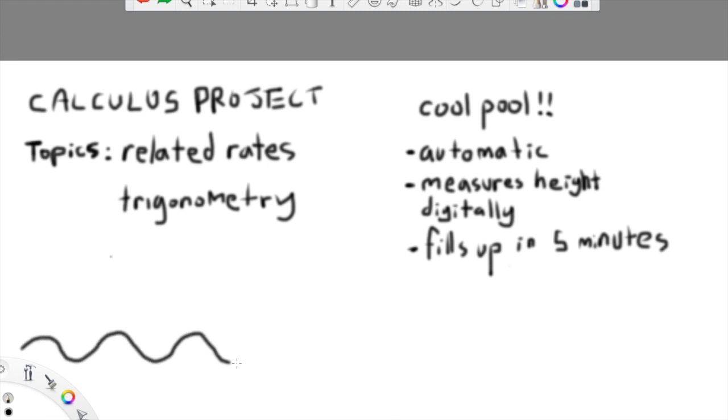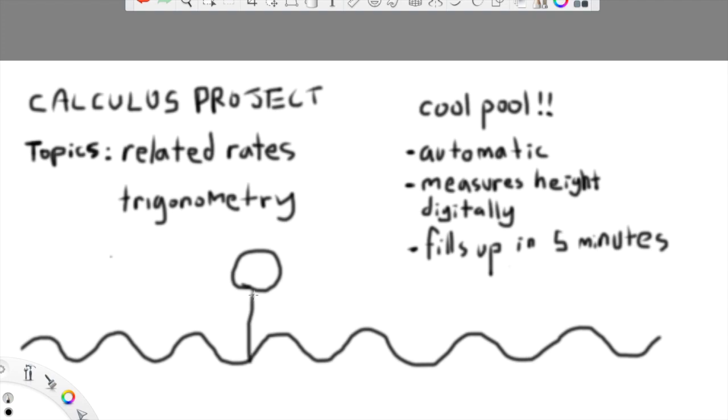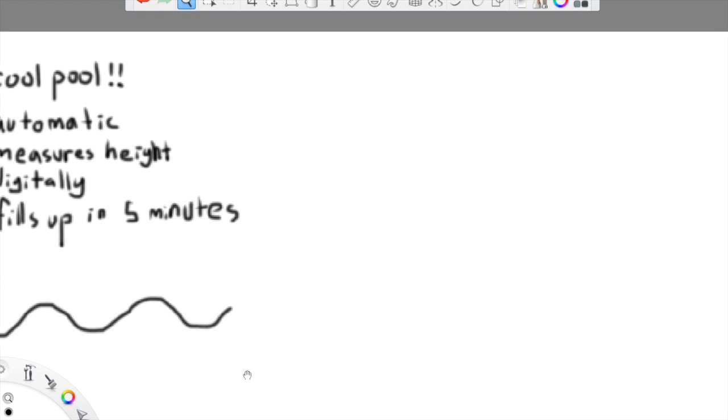Hello everyone. Today I would like to present you a calculus project in which the topics related are trigonometry and related rates. The idea of this cool pool is that it is an automatic pool which measures your height digitally, and once your height is known, the pool will calculate the water pump rate that will fill up the pool in exactly 5 minutes.